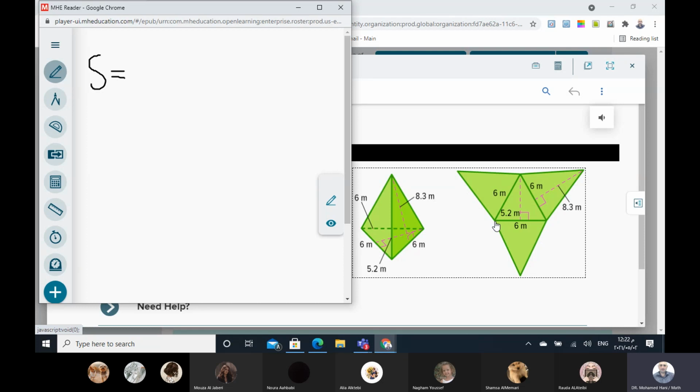Start from the base of the pyramid. The base will be a triangle. So write the formula for the area of the triangle: 1/2 multiplied by the base of the triangle, which here will be 6, so times 6, multiplied by the height. As you see here, the height will be 5.2.